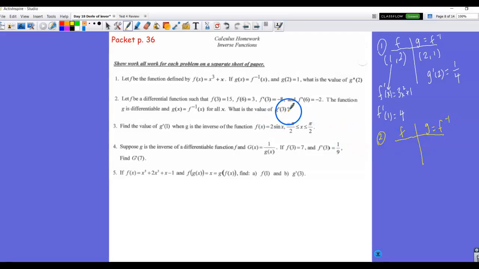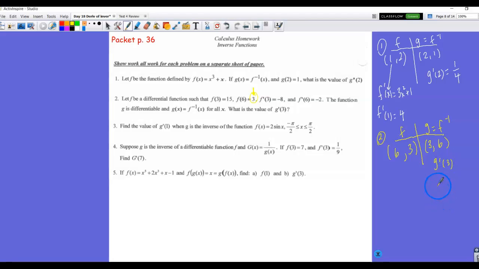Let's see. What do we ultimately want to find? G prime of 3. So 3 is the x value of g, meaning that 3 on the partner is the y value of f. So I'm going to go and look for a y value. So that's why they're giving me extra information. This is the point that I need to focus on. So since 3 is the y value of f, the x is 6, and on the partner, the y is 6. Again, I'm looking for g prime of 3.